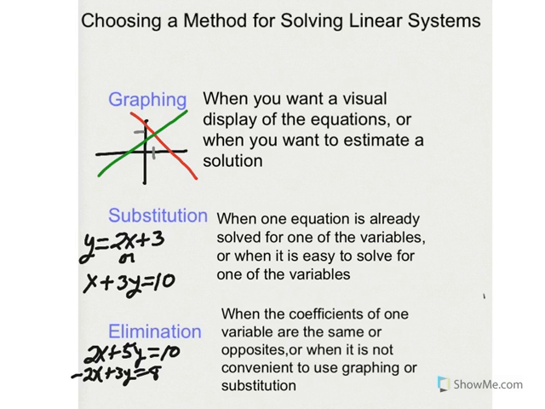If it's in standard form, you'd have to rewrite the equation to use substitution. And we've talked about graphing, saying that it's really only an estimate of your answer. And if you want the exact answer, then graphing really isn't the way to go. So there's a brief overview of when is the best time to use each of these. Now let's try an example.